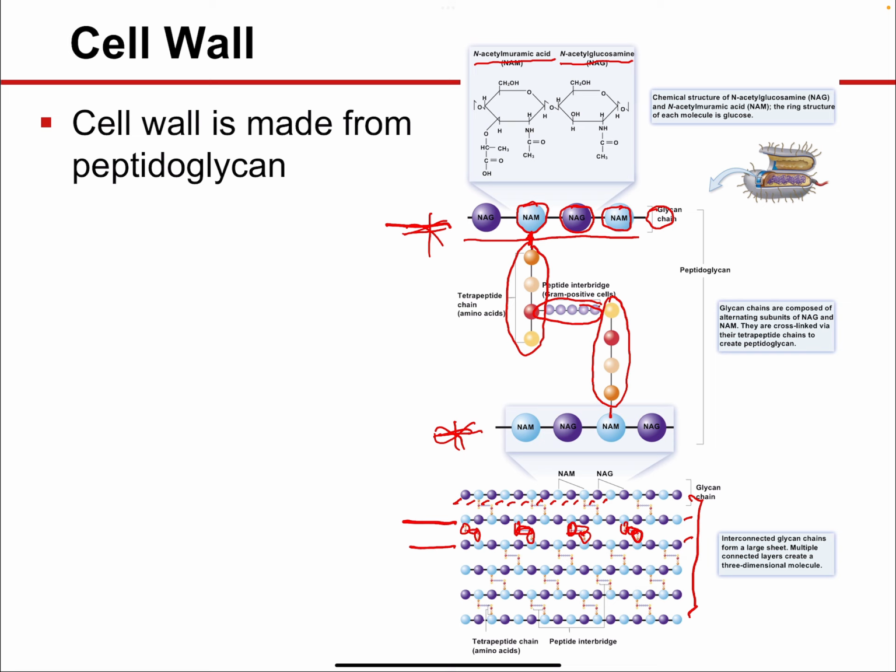What is true between chain 1 and chain 2 here is also going to be true between this chain and this chain, between this chain and this chain, and so on and so forth. So that we are going to have the peptide segment and the glycan segment. Therefore, we're going to call this peptidoglycan.